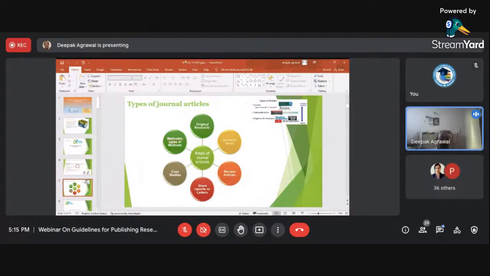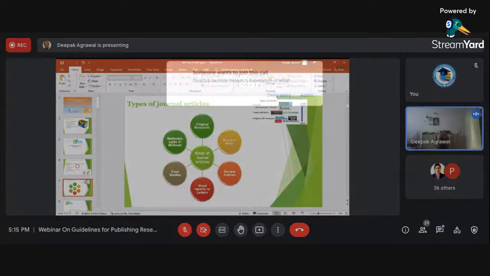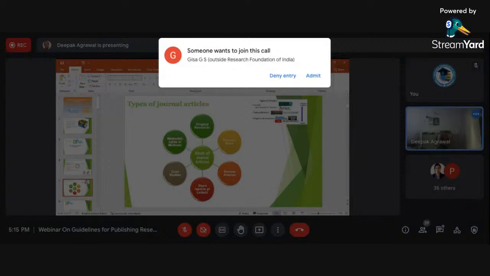So which types of journal articles can there be? It can be in the form of original research, which is what we commonly do. It may be in the form of research notes. It can be review articles. We are going to discuss these a lot in the third step of this workshop, on the 28th of Feb. Review articles. Then the papers can be in the form of short reports.